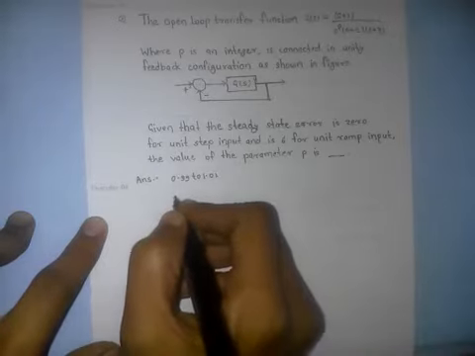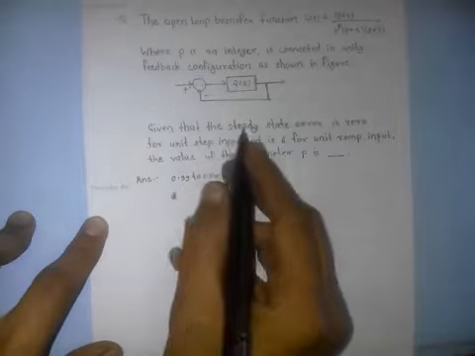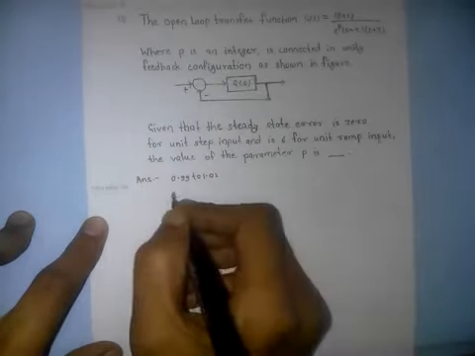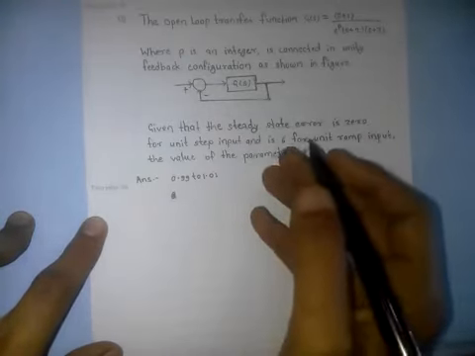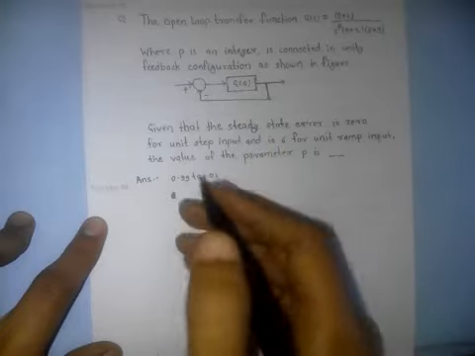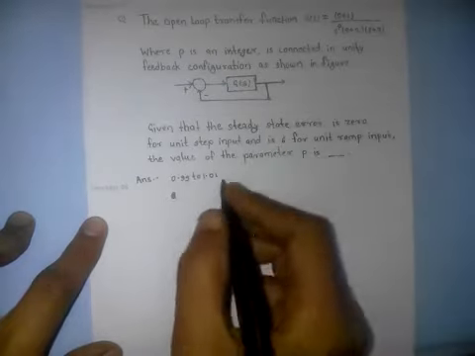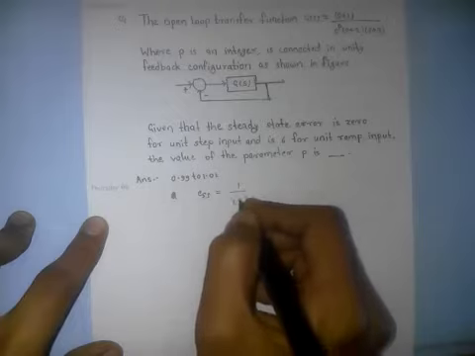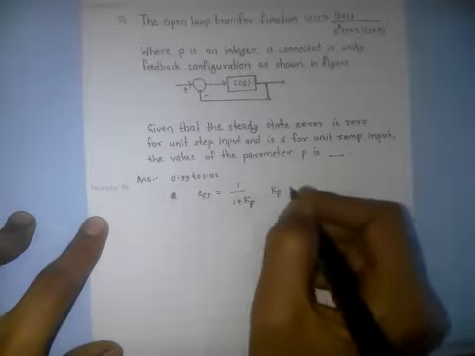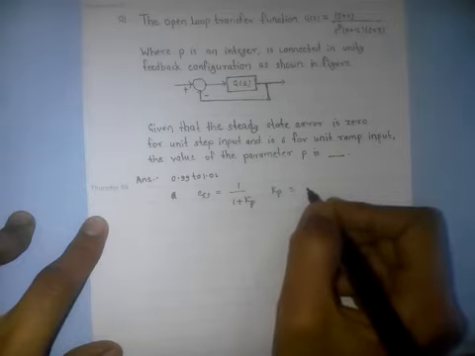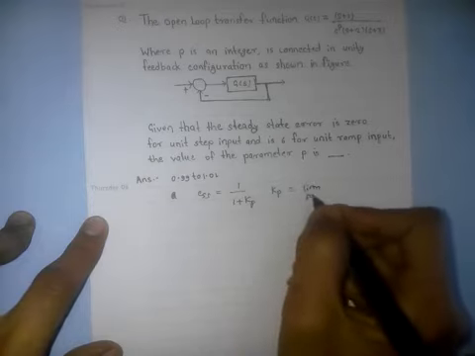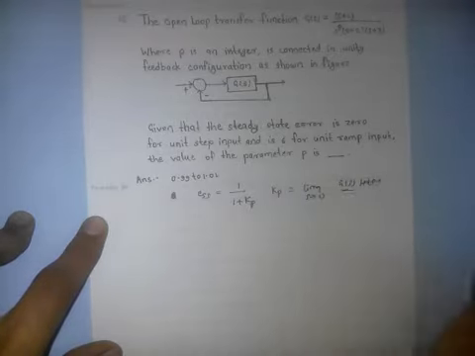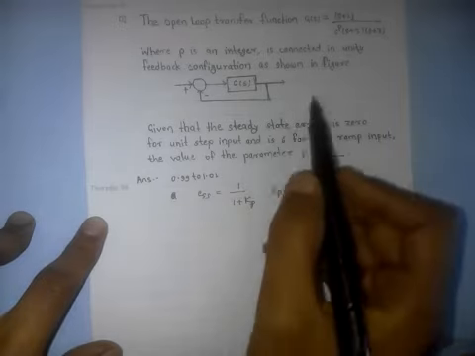So G(s) is given, and the steady state errors are given for the unit step input and unit ramp input. So we need to know the formula for the steady state error for the separate inputs. We can derive it, but better to remember it. So steady state error for unit step input is 1 upon 1 plus Kp, where Kp is equal to limit s tends to 0 of G(s)H(s), where H(s) is 1, so only G(s). Okay, H(s) is 1, so put s equal to 0 in G(s).